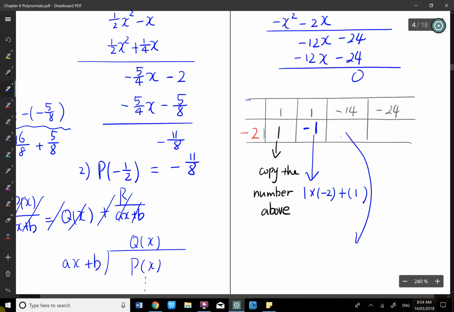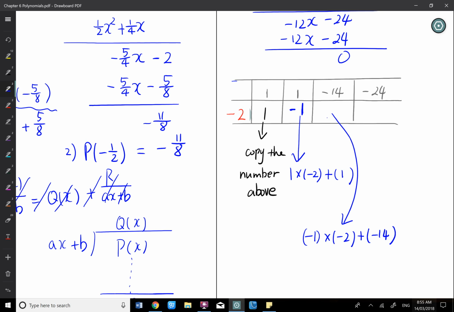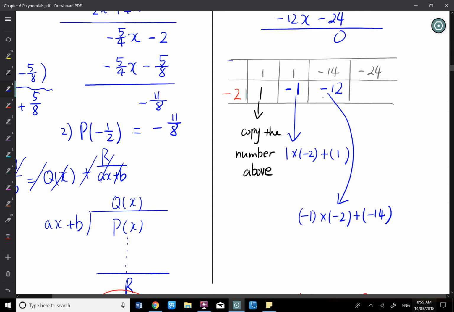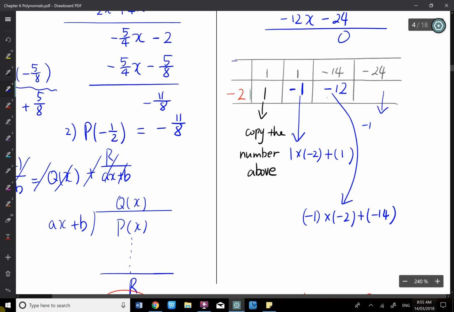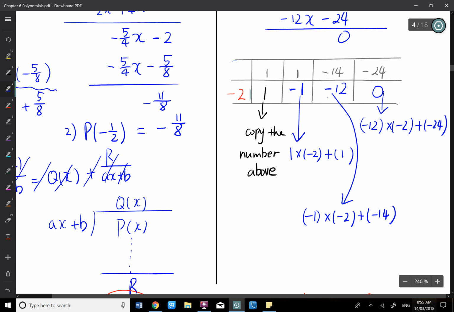So for the next one you will use -1 times -2. You always times with the -2 and you add with -14. You see it's all done the same way. That one times that and add the next column. So it's a 2 plus -14. You have a -12. Now -12 will times -2 and you add the last one, which is -24. What you get here is 0.